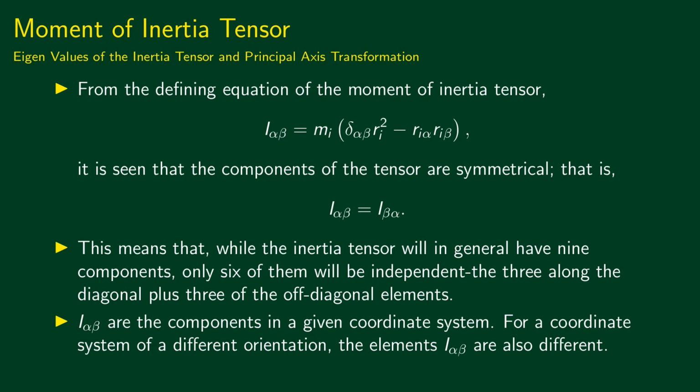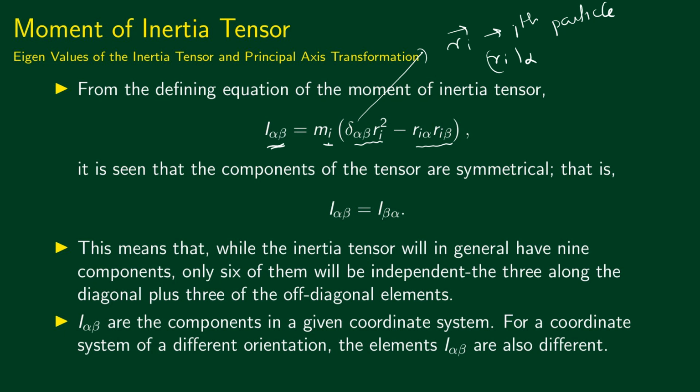We saw that it has components denoted as I alpha beta is equal to m_i delta alpha beta R_i square minus R_i alpha R_i beta. Here delta alpha beta is the Kronecker delta. R_i alpha is the ith component of the position vector R_i vector. R_i vector, as we said before, is the position vector of the ith particle. And R_i alpha is the alpha component of this vector.